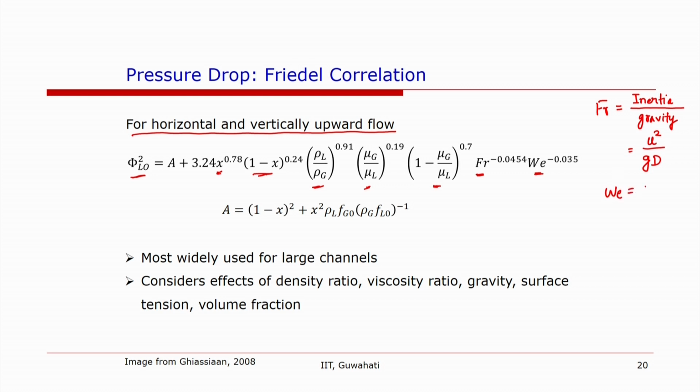And Weber number we have already seen, so that is rho u square d over sigma. Okay, and one can use UTP here. So in this correlation, while the Lockhart-Martinelli correlation or the other correlations do not have the effect of surface tension, the effect of surface tension has been taken into account in this case.